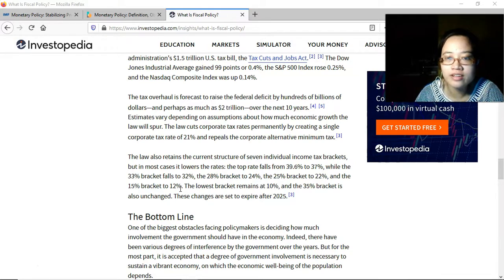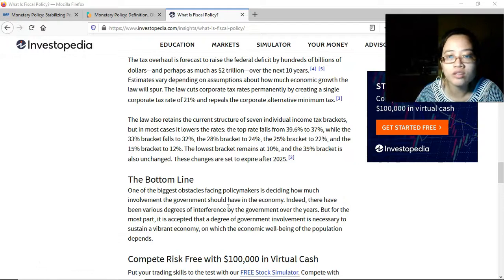Here in the Philippines, of course, if your income is 250,000 and below, then you are not taxed. But if it's over 250,000, the rate applicable is 20%, and then there's 25, 30. I think 35 is the highest, or was it 32? Forgot. In the U.S., the lowest bracket remains at 10%, and the 35% bracket is also unchanged. The lowest and highest. These changes are set to expire after 2025.